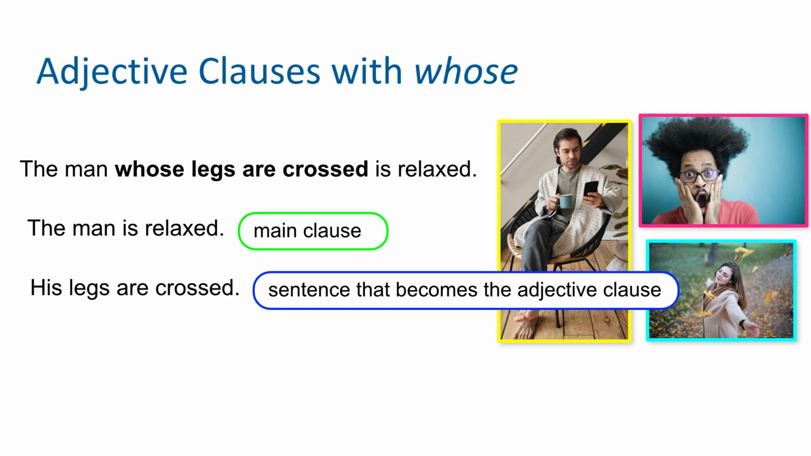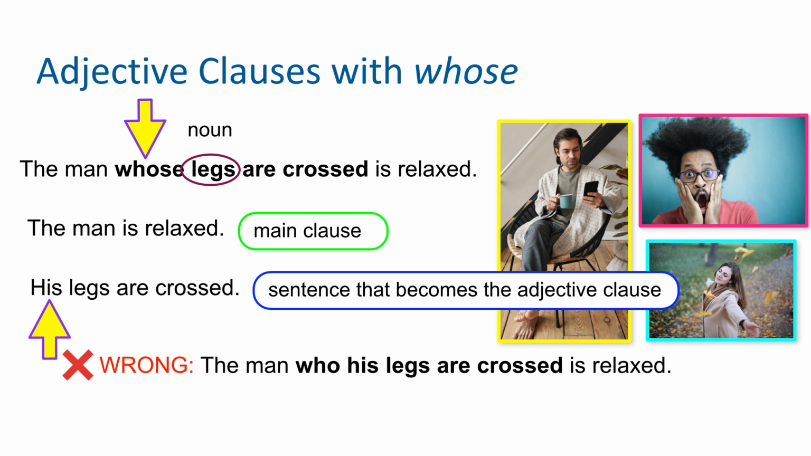Notice whose here refers to his. So whose is representing a possessive pronoun. After whose, you see a noun. This will always be true. After whose, we have a noun.